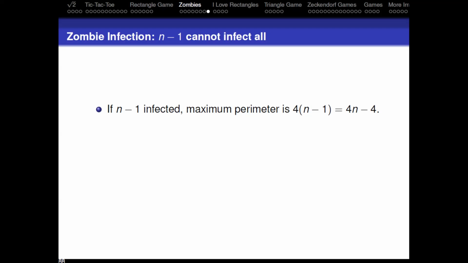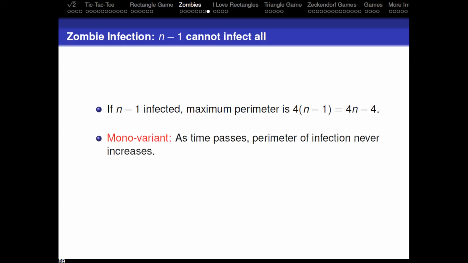If we have n minus 1 cells infected, the maximum perimeter we can get is if they share nothing in common. So it'd be 4n minus 4. But the perimeter of the full grid is 4n. And so since the perimeter is never going up and it starts less than 4n, at 4n minus 4, there's no way we can infect everybody.